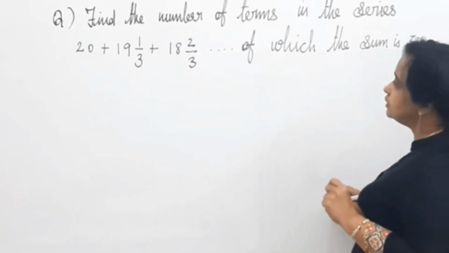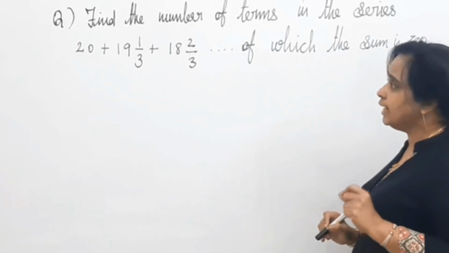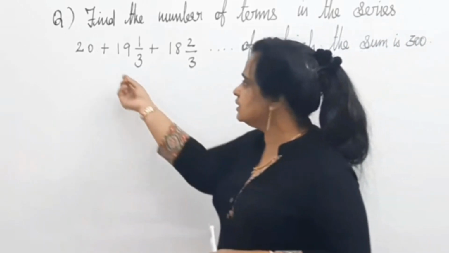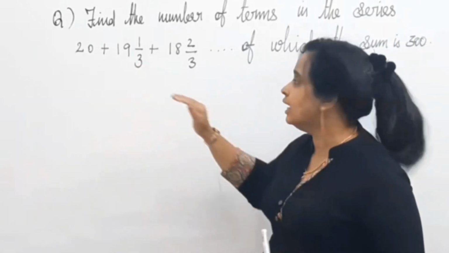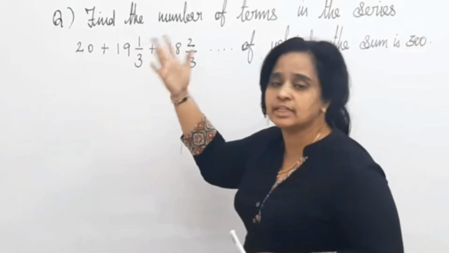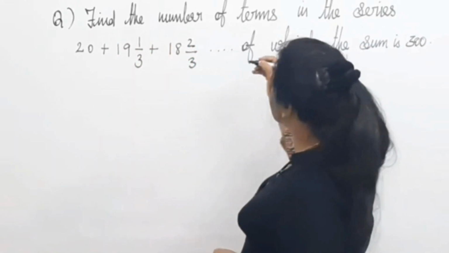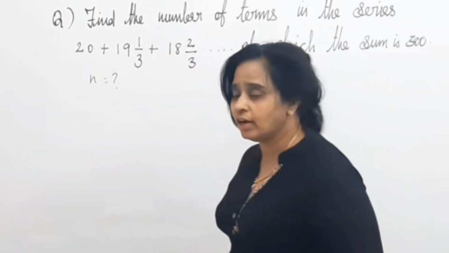The number of terms in the series 20 plus 19 1 by 3 plus 18 2 by 3, of which the sum is 300. Series is nothing but just adding the terms. That's what is called a series. If there is no plus symbol, it is said to be a sequence. That's the only difference. Now, find the number of terms. That is, n is equal to how much? That's what we have to find.